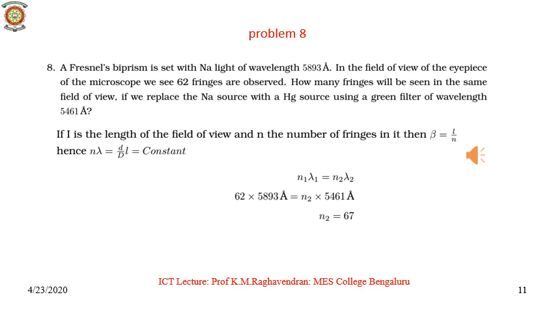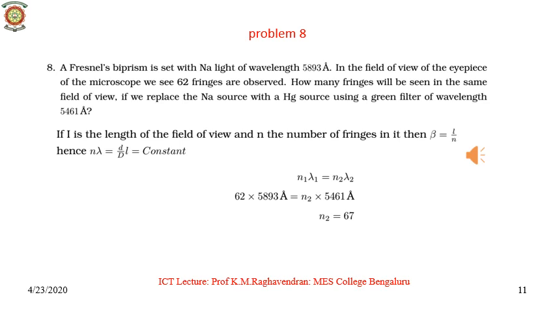The statement of the problem says, let's go sentence wise. A Fresnel biprism is set with sodium light of wavelength 5893 angstrom unit. This is straightforward. You have a biprism experiment in which the source is sodium light and it gives you a wavelength of 5893 angstrom unit. So lambda 1 is 5893 angstrom unit.